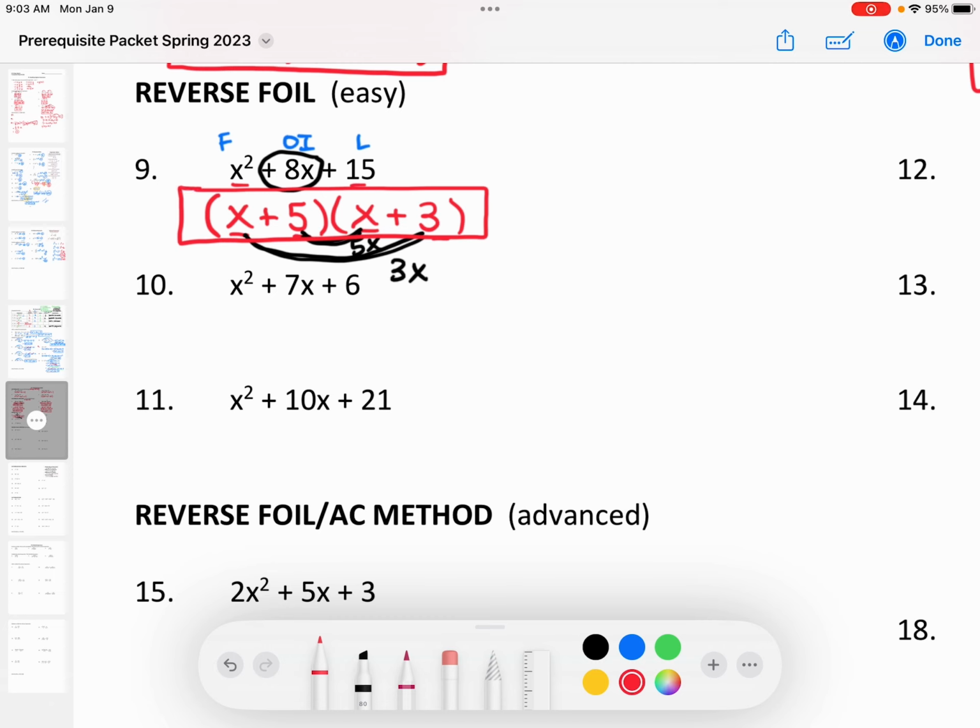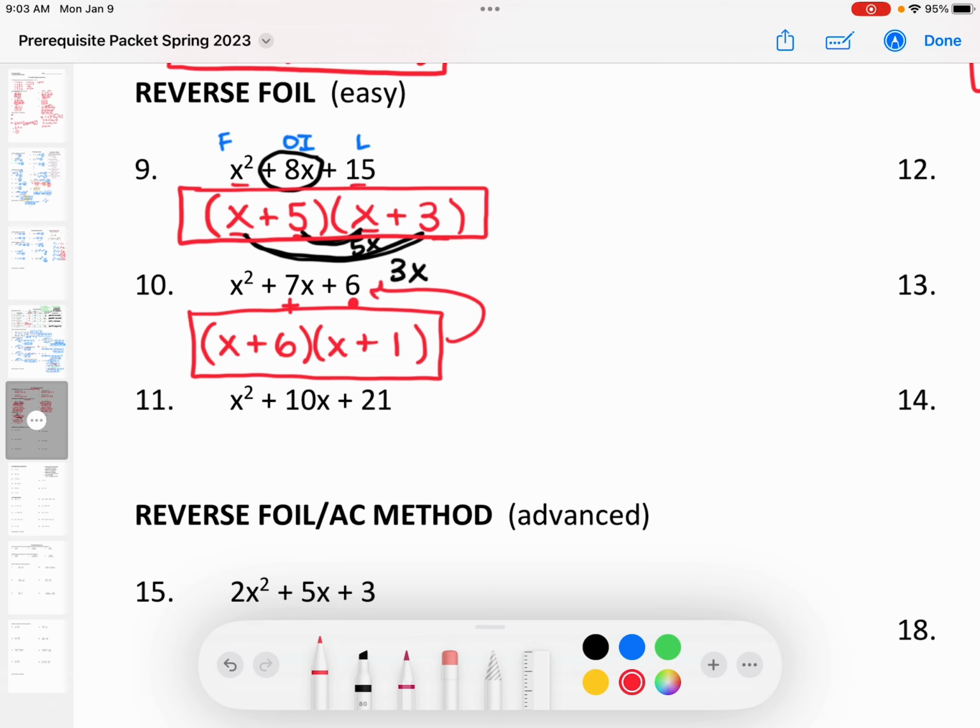Sort of the shortcut thinking to that is that we are always looking for 2 numbers that multiply to make that last one and add to make the middle one. So if you can just think of 2 numbers that multiply to make 6 and add to make 7, you pretty much got it. And if you're thinking 6 times 1 makes 6 and 6 plus 1 makes 7, that's a winner. And if you don't believe yourself, you can try foiling that out, and it should go right back to there.